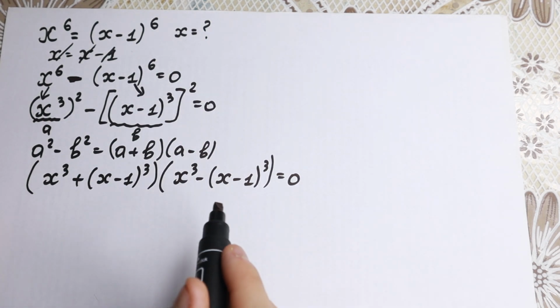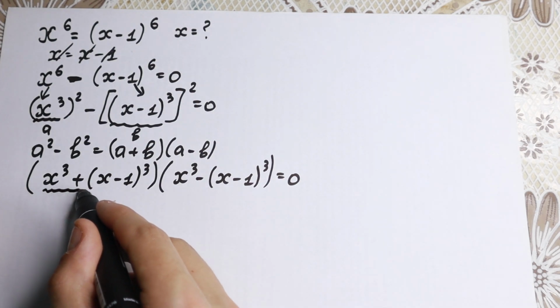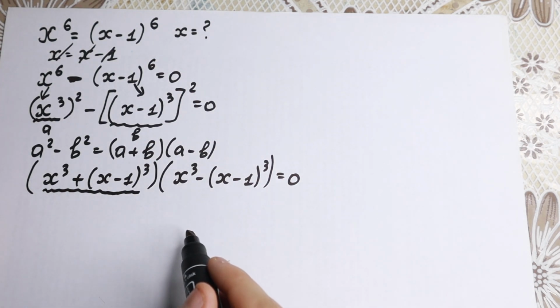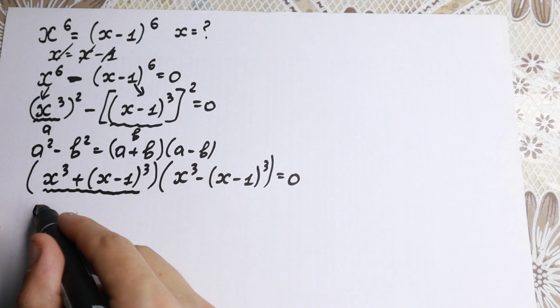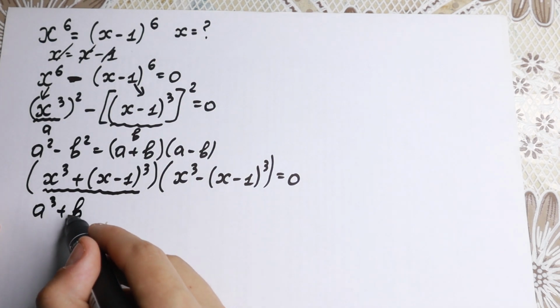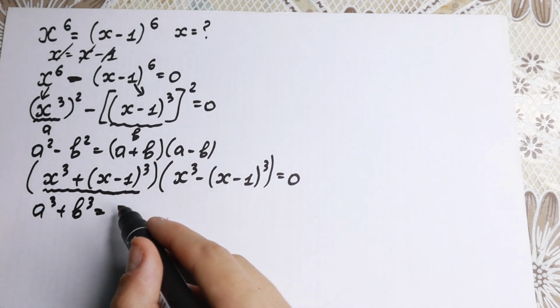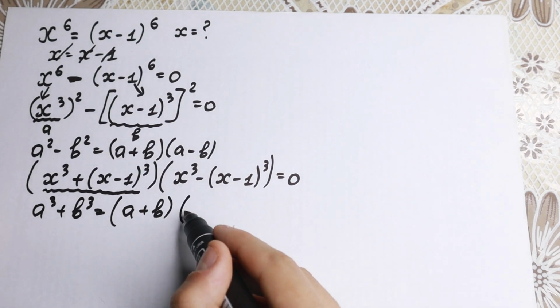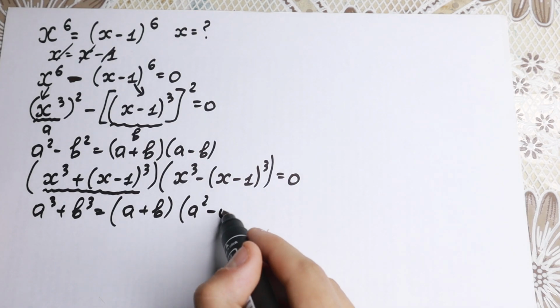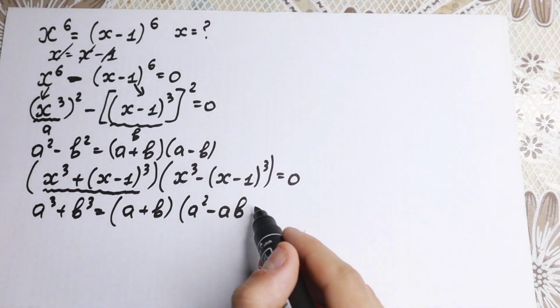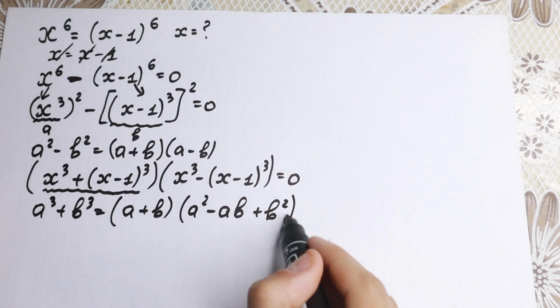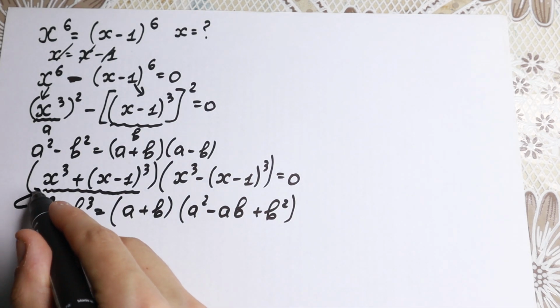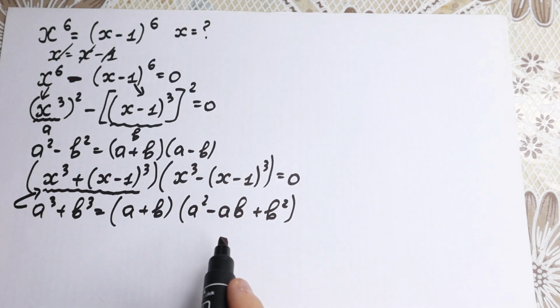And right now, if we look closely at this first parenthesis, that is a sum of two cubes. We need to know a formula. If we have a cubed plus b cubed, it equals a plus b times, in the second parenthesis, a squared minus ab plus b squared. This is our first formula. We apply it right here because this is a sum of two cubes.